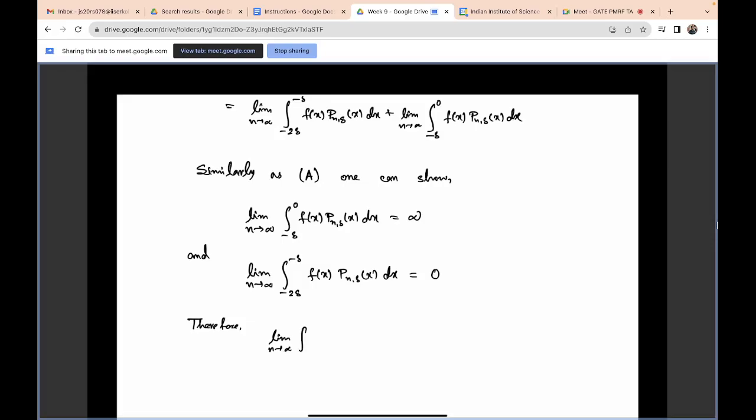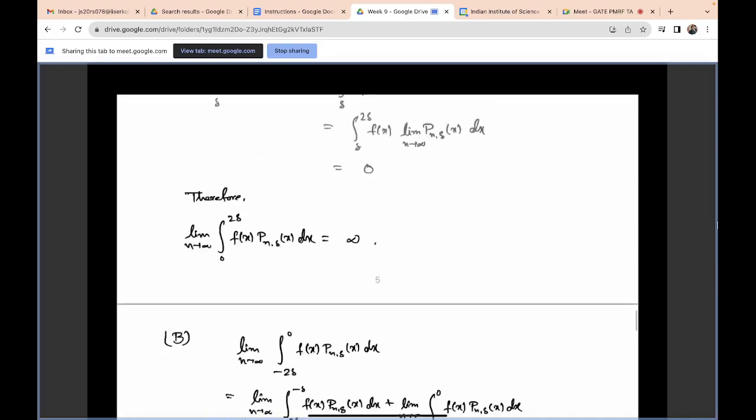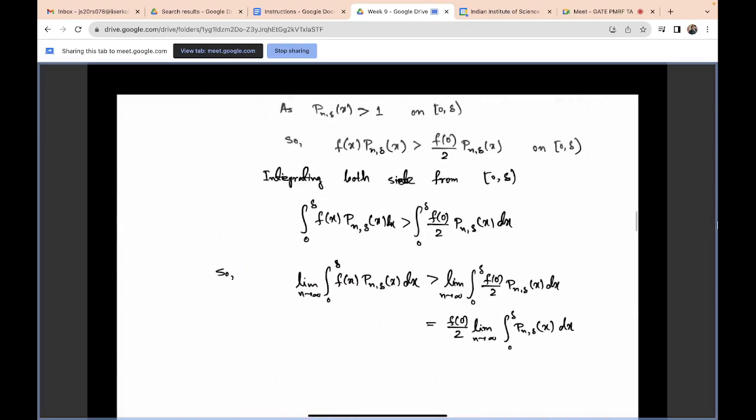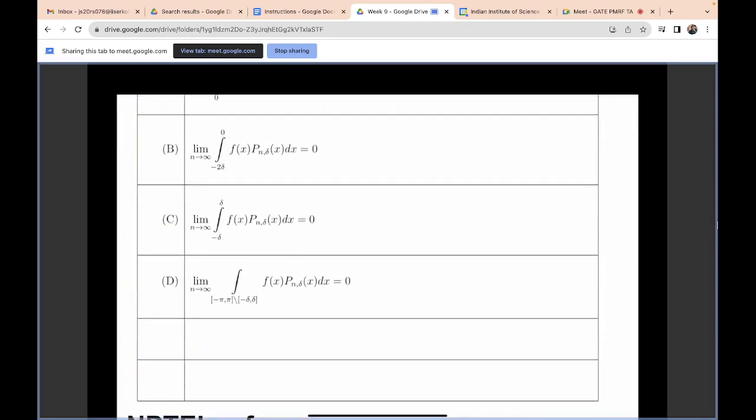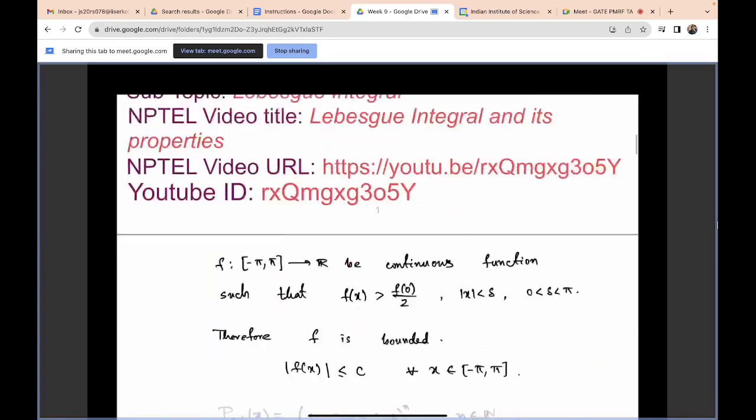Limit n tends to infinity, minus 2 delta to 0, f(x) p_n,delta(x) dx is infinity. So option B is again similar. And what happened to option D? Option C? Option C is basically again similar: minus delta to 0 and 0 to delta you can write.